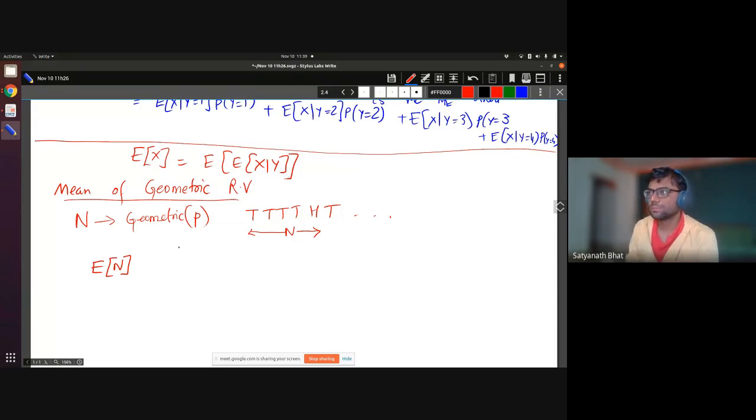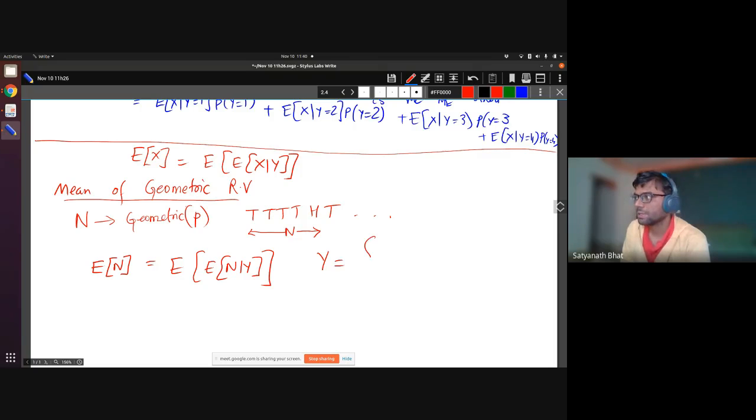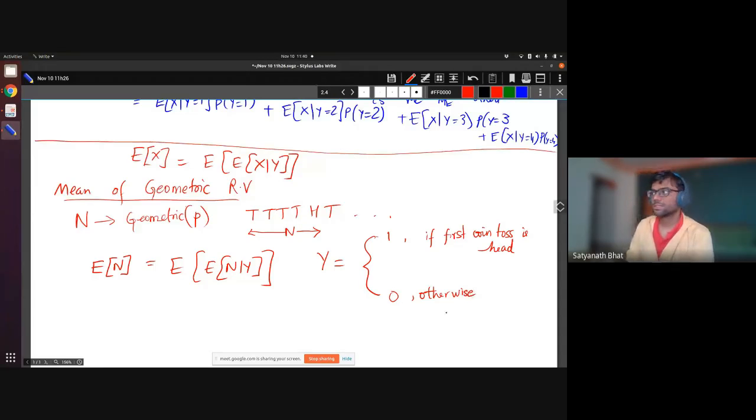That is the objective, and we have to compute it using this iterated formula. For that, I have to define what Y is. I will define Y in a very peculiar way. It is a Bernoulli random variable for the first coin toss. It is 1 if the first coin toss is head, 0 otherwise. It's a very simple random variable. Using this Y, I will try to compute the expected value of N.